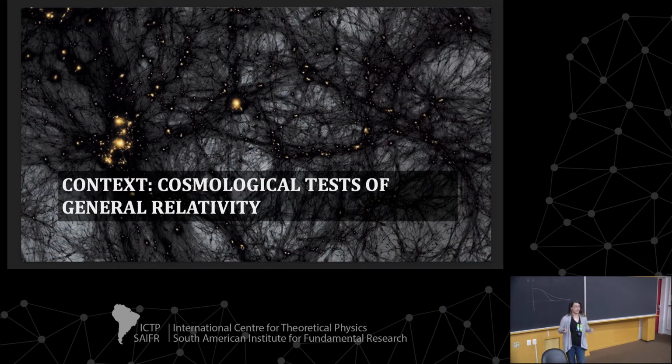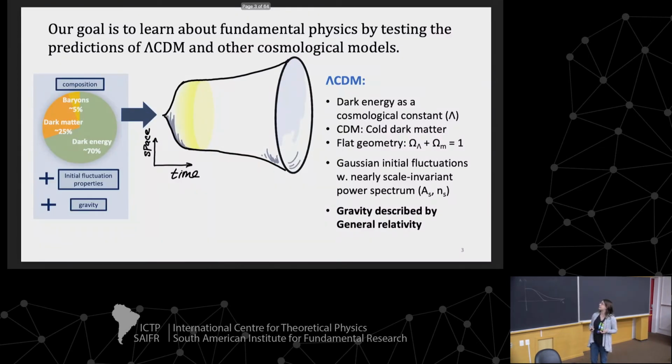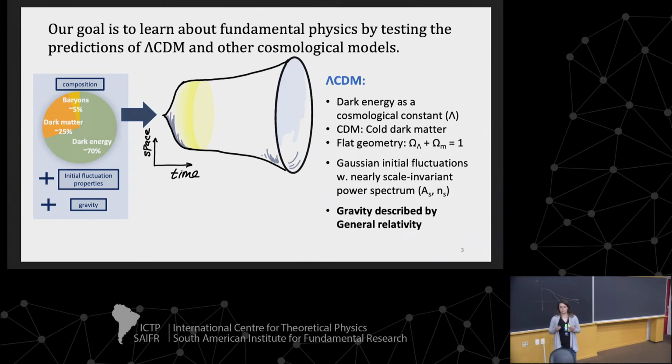So I'm going to talk about how we can use galaxy surveys like DES to test our understanding of the behavior of gravity on cosmological scales. And to do that, it's worth making some framing thoughts about how we approach cosmological tests of general relativity. For that, I want to emphasize that general relativity as a description of gravity is one component of our standard cosmological model, which we generally refer to as lambda CDM.